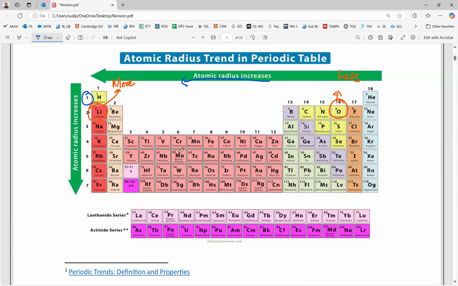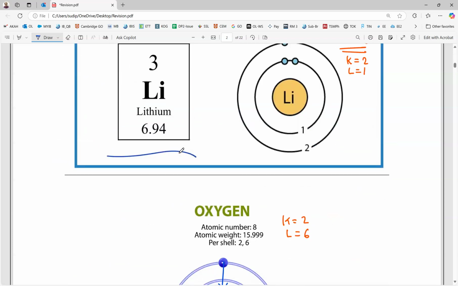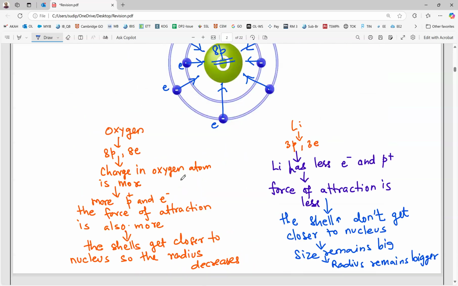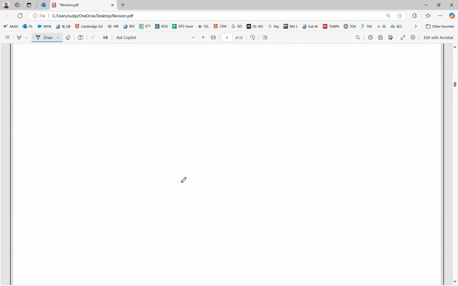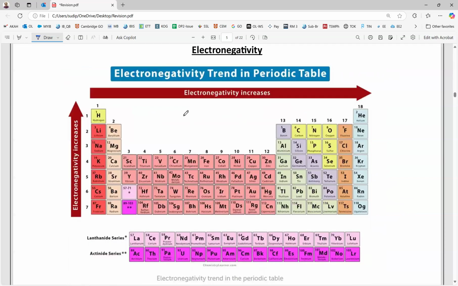Now, that is about atomic radius. Now, let us go for the next one. The next one is about electronegativity. So, let us see what electronegativity means to us. I will take examples again so that it is much easier for us. Okay. So, we go down a little bit here. And now comes electronegativity. Now you can see the electronegativity trend.